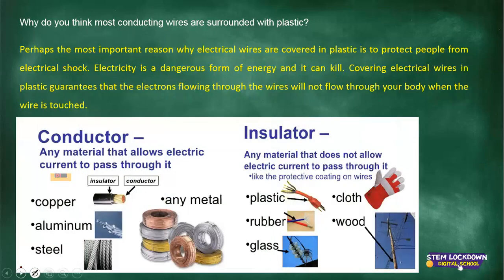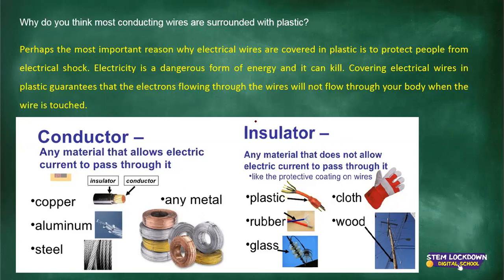So we have here a conductor. It's any material that allows electrical current to pass through it. In the test, they can ask you, what is the difference between a conductor and an insulator? You will say, a conductor is a material that allows an electrical current to pass through it, while an insulator is any material that does not allow electrical current to pass through it. You'd get 1 mark for the conductor and 1 mark for the insulator.